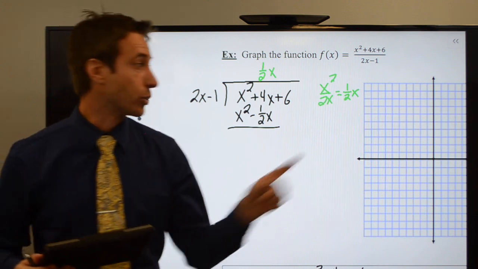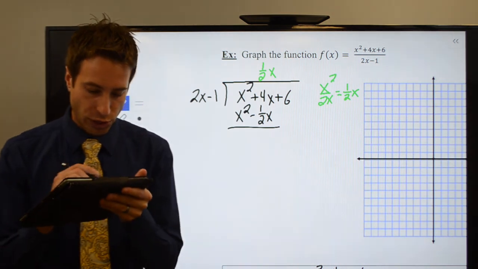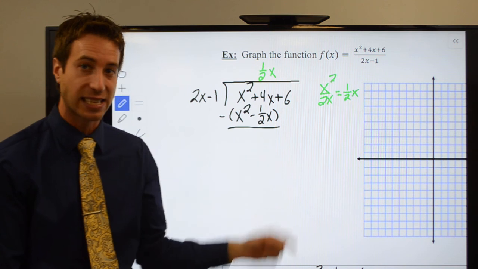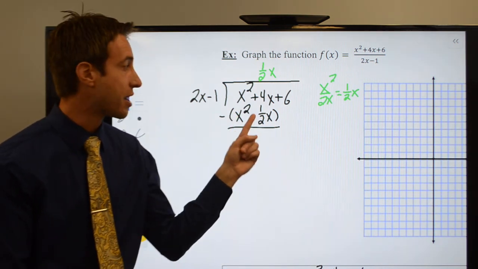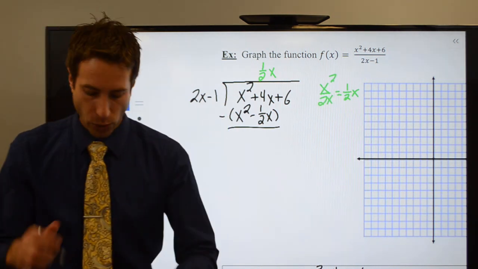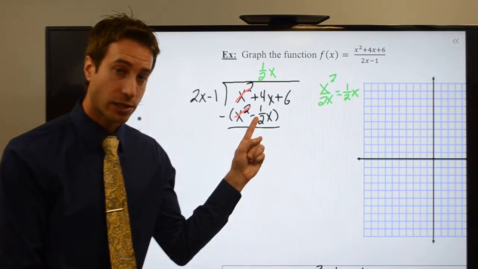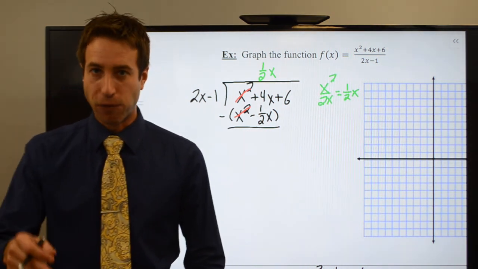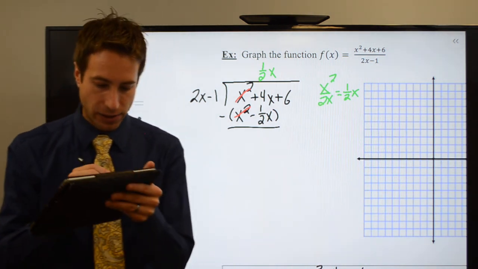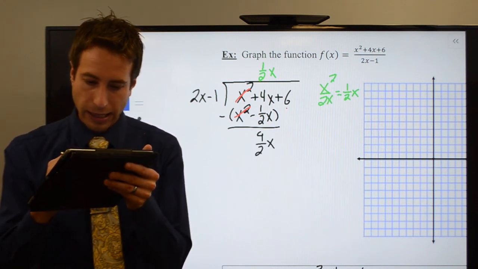Step number 3, right? So we divided, that's step 1. We multiplied, that was step 2. Step number 3 is to subtract. Don't forget to put it in parentheses because you'll need to distribute the minus sign. That means this is now a negative x squared. This is now a positive 1/2 x. x squared minus x squared, those guys cancel each other out. And then I have 4x plus 1/2 x. Well, that's 9/2 as a fraction. So 9/2 x, and then we bring down.